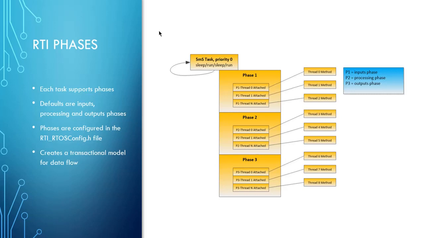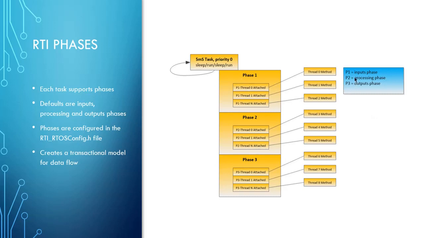Then in order to make sure that you're working on the freshest data, you need to be able to know that inputs like sampling A to Ds can be put on the inputs phase, processing can be put on the processing phase, and then driving the output to that PWM can be on an output phase. And again, you can add to these as you need. But this gives you a way of making sure that at any given moment, you're working on the freshest data that's been acquired from the outside.